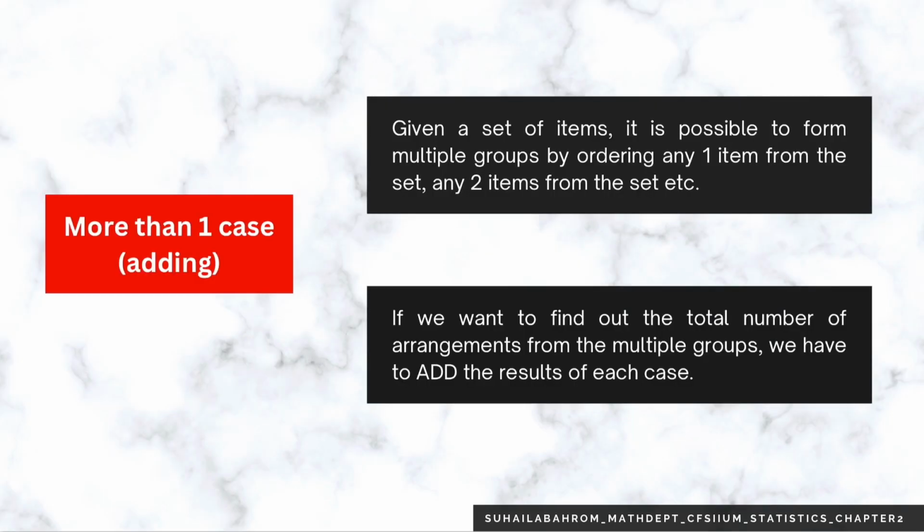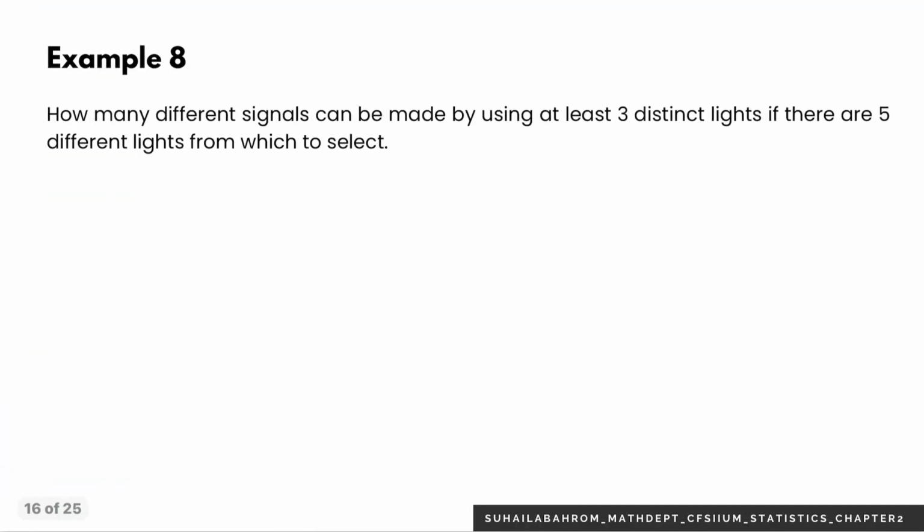Okay, let's look at this one. When we have more than one case, what we have to do, in the previous examples we had only one case. Given a set of items, it is possible to form multiple groups by ordering any one item from the set, any two items from the set, and so on. If we want to find out the total number of arrangements from the multiple groups, we have to add the results of each case. Let's look at the example here.